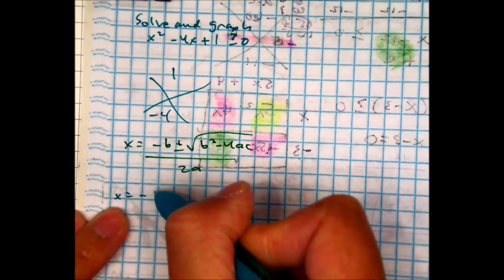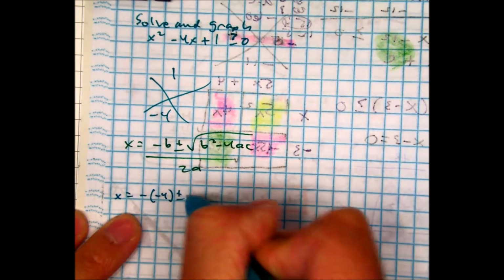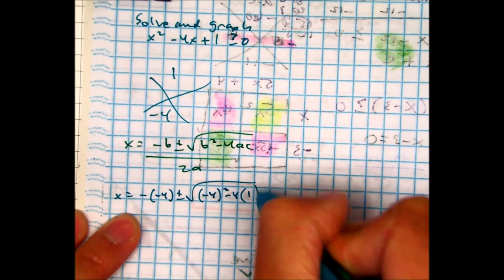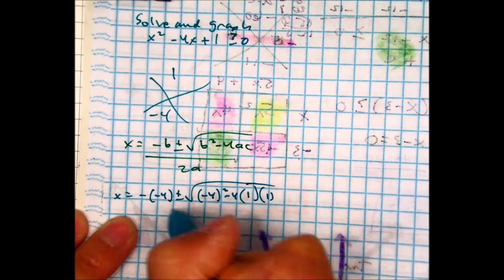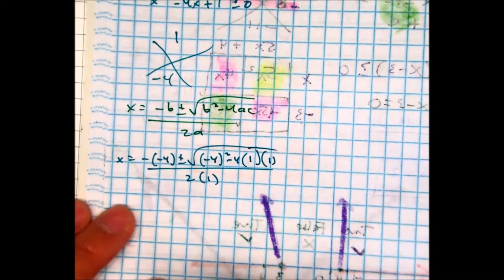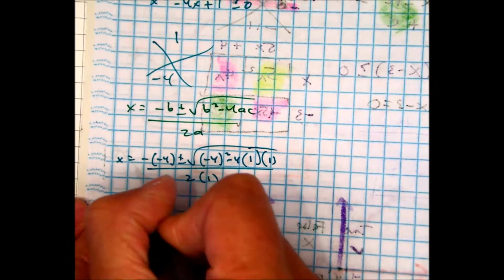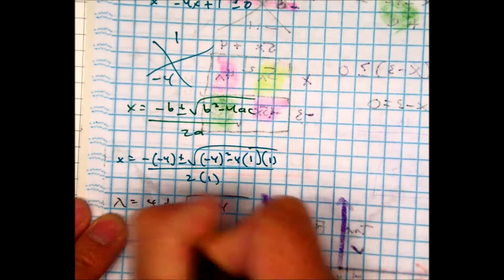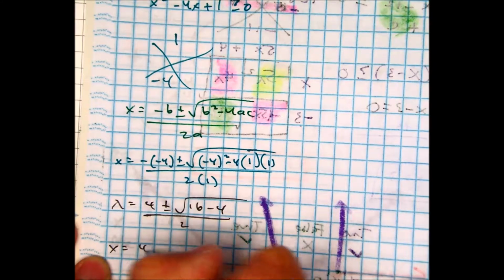X equals the opposite of negative 4, plus or minus the square root of negative 4 squared minus 4 times 1 times 1, over 2 times 1. Looks good? Yes? No? Yeah. X equals 4 plus or minus the square root of 16 minus 4, over 2. X equals 4 plus or minus the square root of 12, over 2.